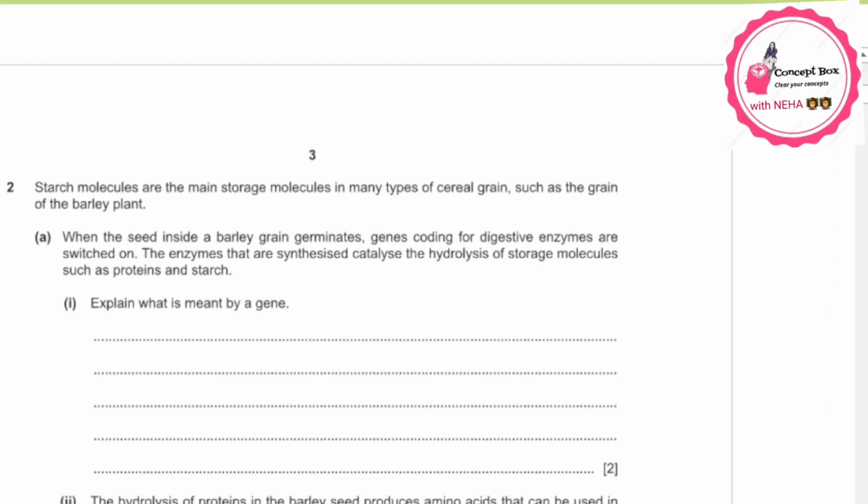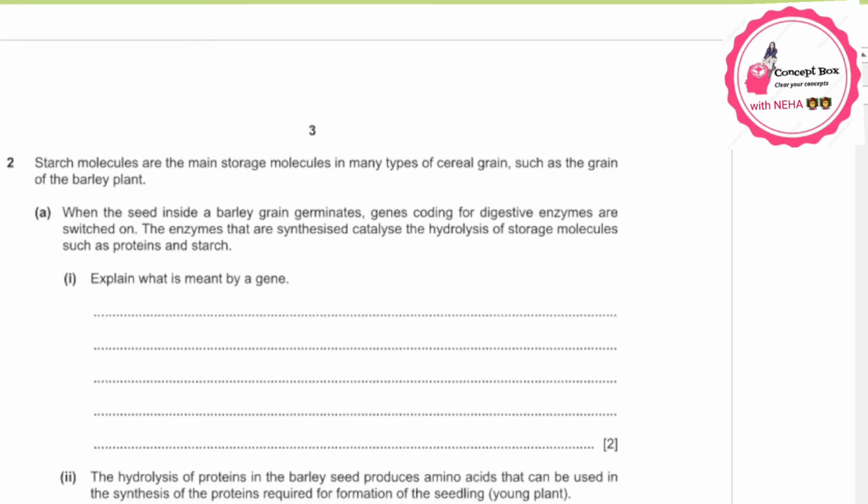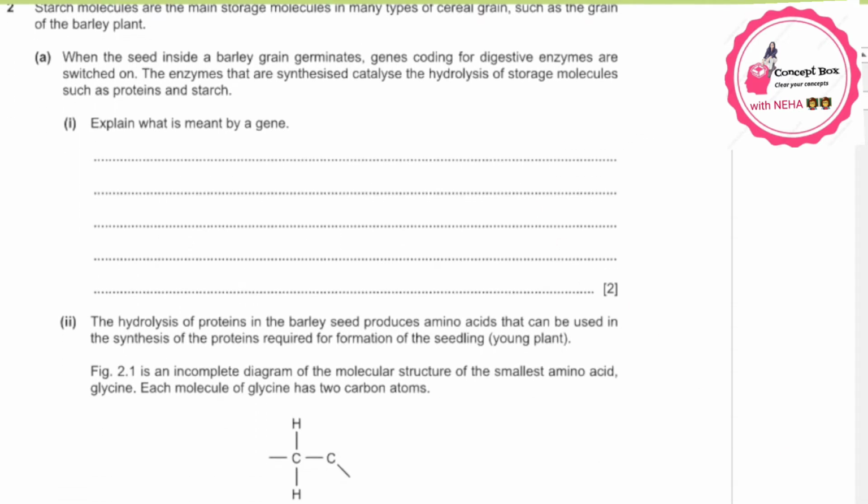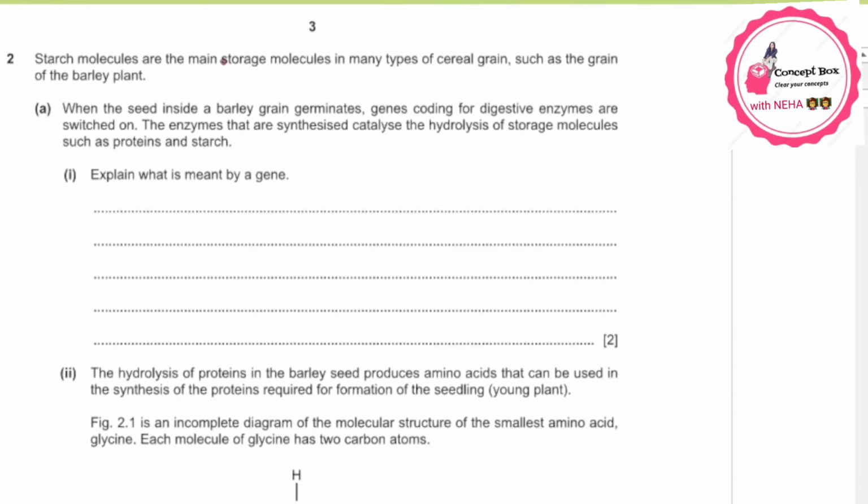So let's get started. I have already made a video on cell structure and function. Now this session is a discussion of a past paper of molecular biology, chapter 2. The question here is: starch molecules are the main storage molecules in main types of cereal grains, such as the grain of the barley plant. So you don't have to focus too much on whatever the story is, just focus on the starch.